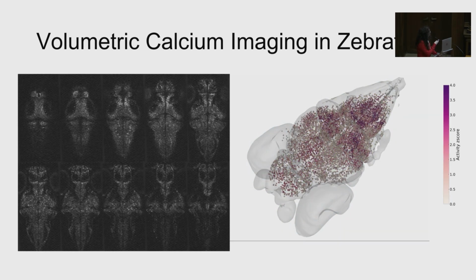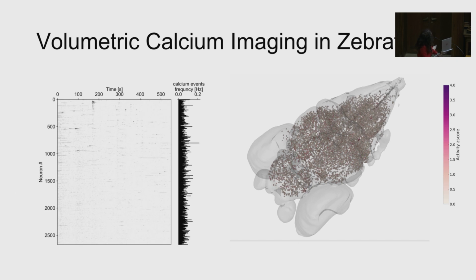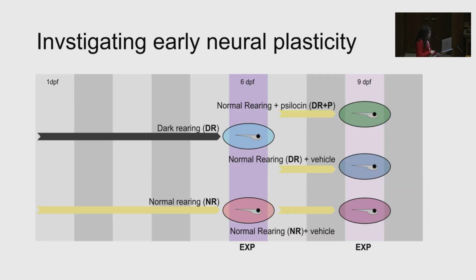Basically, we have this kind of synthetic fish at the end, synthetic brain activity, which is both spatially and temporally resolved. Again, the contrast is not great, but we can analyze this. So for one application, we actually investigated early neural plasticity.